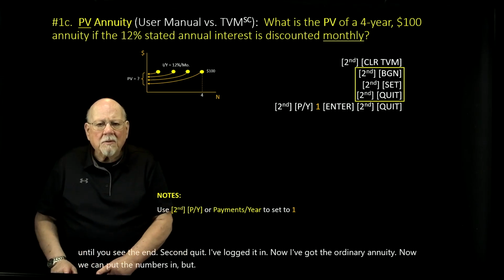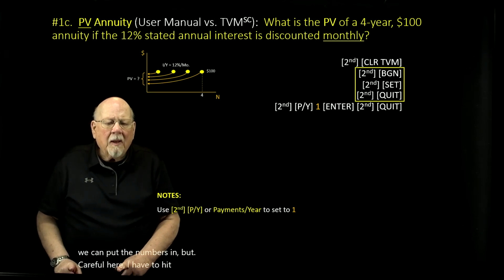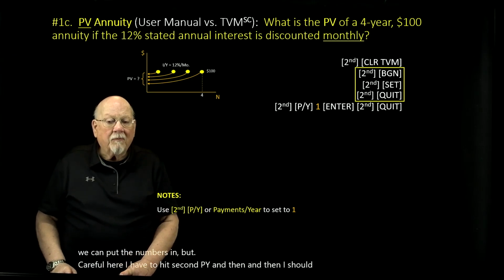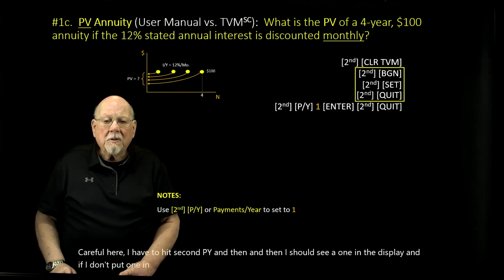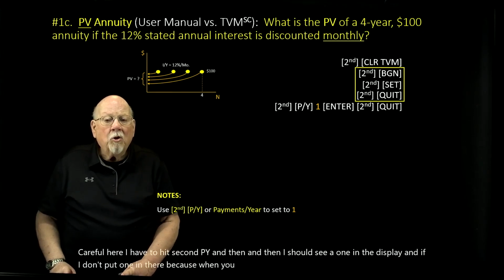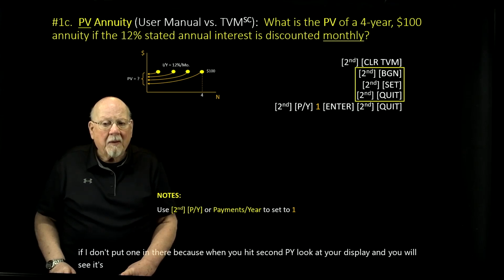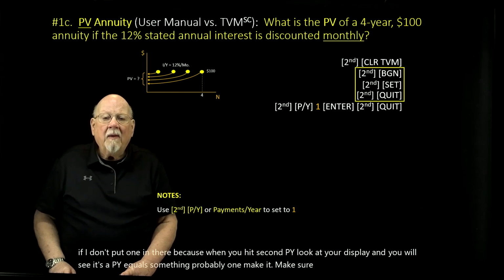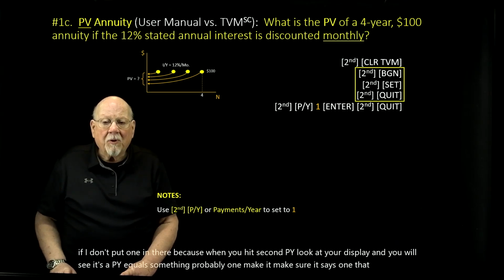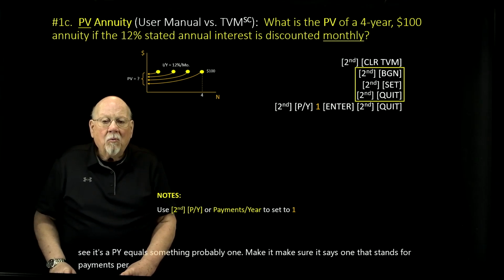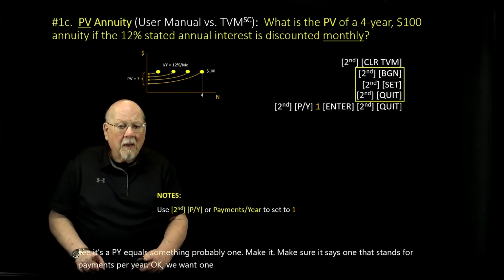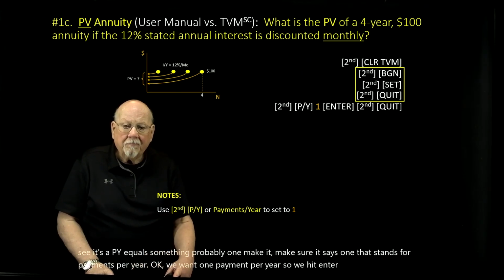I have to hit second P/Y, and then I should see a 1 in the display. When you hit second P/Y, look at your display and you will see it say P/Y equals something, probably 1. Make sure it says 1. That stands for payments per year. We want 1 payment per year, so we hit enter, second quit to save it.